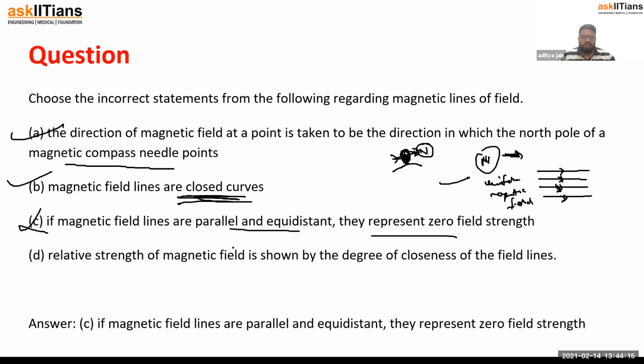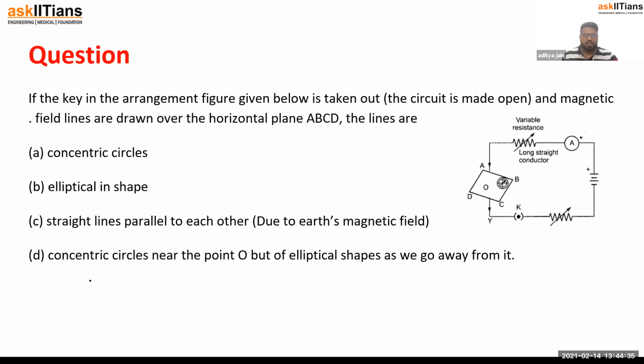The relative strength of magnetic field is shown by the degree of closeness of field lines. Yes, very true. The more the number of field lines, or the closer the field lines, the stronger the magnetic field strength. So this is also correct. The question was asking for the incorrect statement, so the only incorrect statement is option C. So our answer will be C. Yes, clear? Done. Okay, now next.